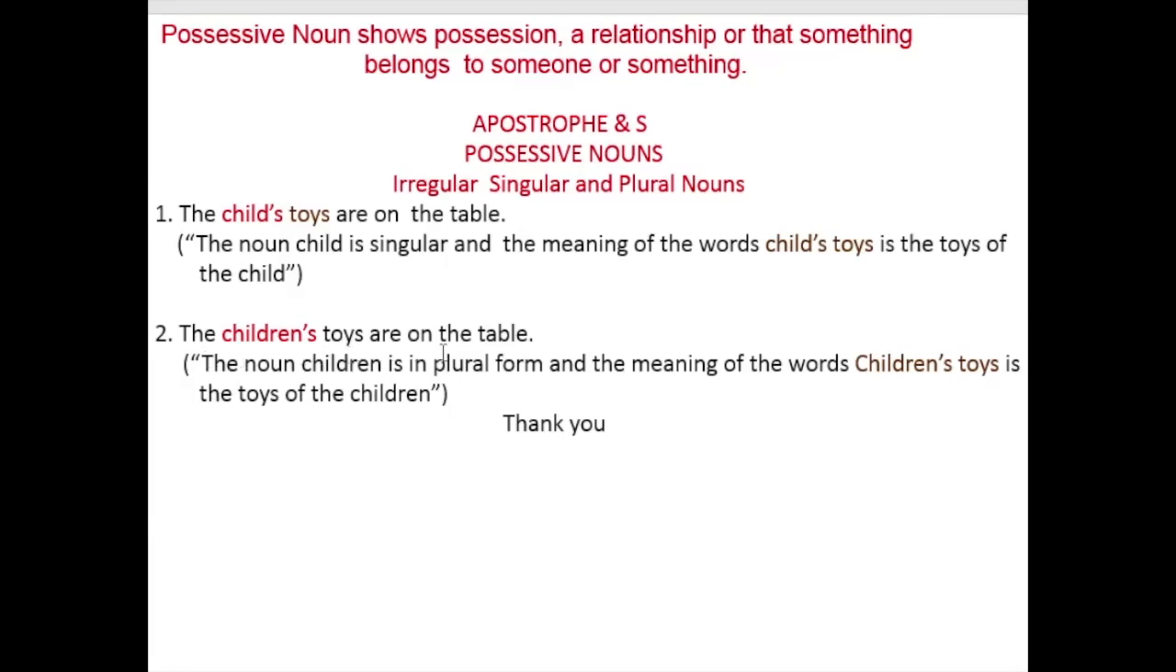Children apostrophe S. So where you have an irregular plural noun, there you have to add apostrophe and S. The children's toys are on the table. The noun children is in plural form and the meaning of the words children's toys is the toys of the children. So hope you have understood possessive nouns. Thank you.